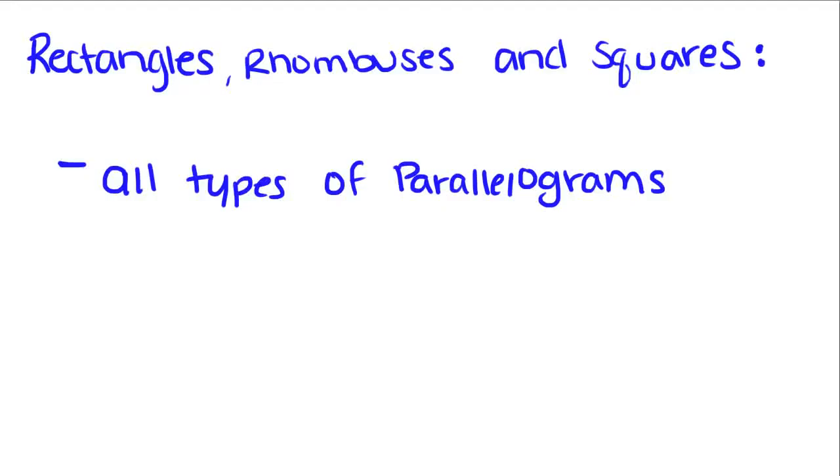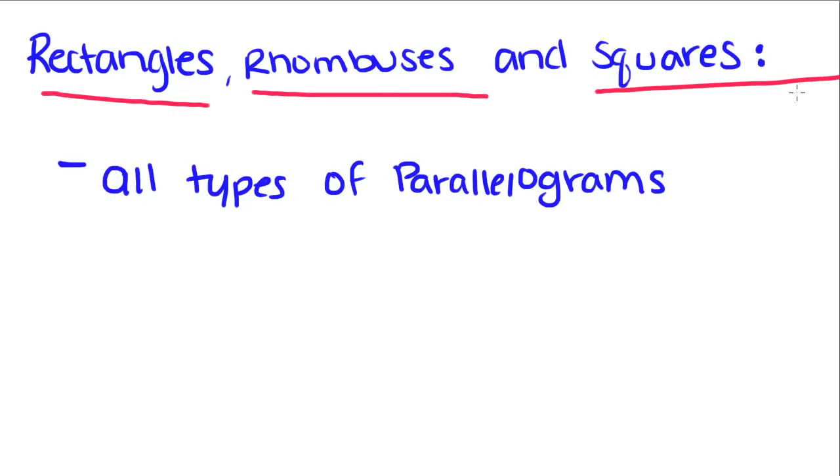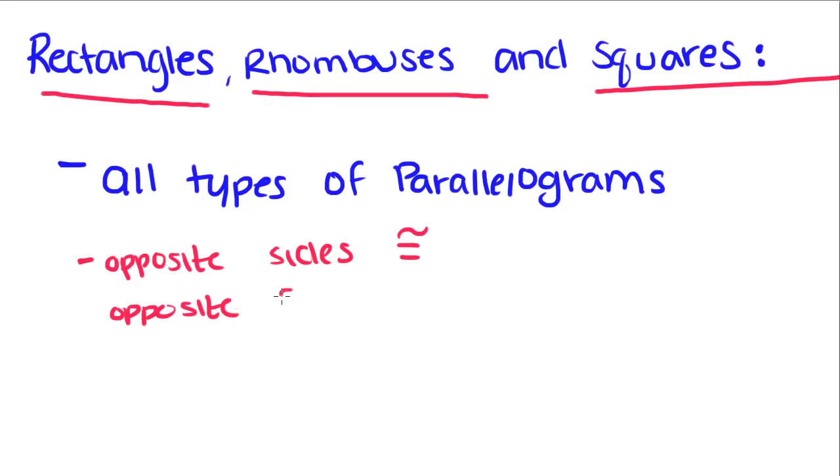So today we're going to focus on rectangles, rhombuses, and squares, which are all special kinds of parallelograms. So for each one of these, the rules of a parallelogram also apply. So opposite sides are still congruent. Opposite sides are still parallel.